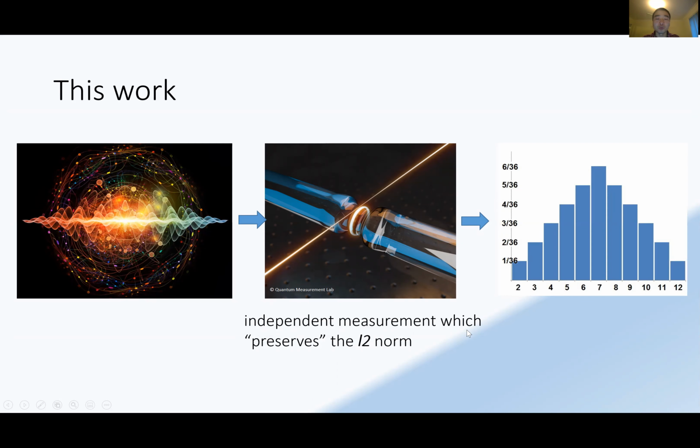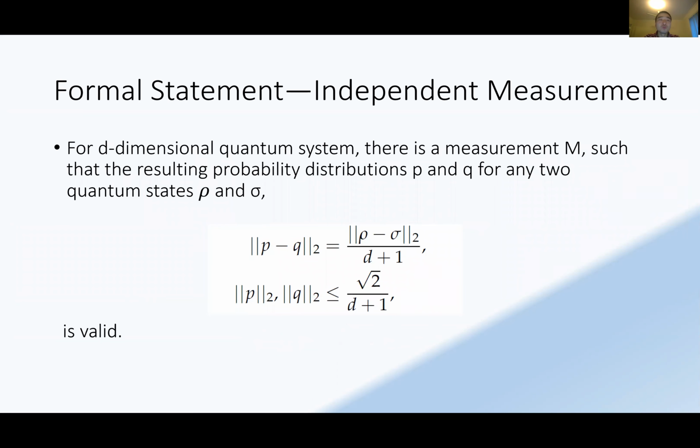design an independent measurement which preserves the L2 norm. So for a d-dimensional quantum system, there's a measurement M such that the resulting probability distributions P and Q for any two quantum states rho and sigma satisfy that the L2 distance between P and Q is the L2 norm between rho and sigma divided by d plus 1. And the L2 norms of P and Q are both no more than square root 2 divided by d plus 1.